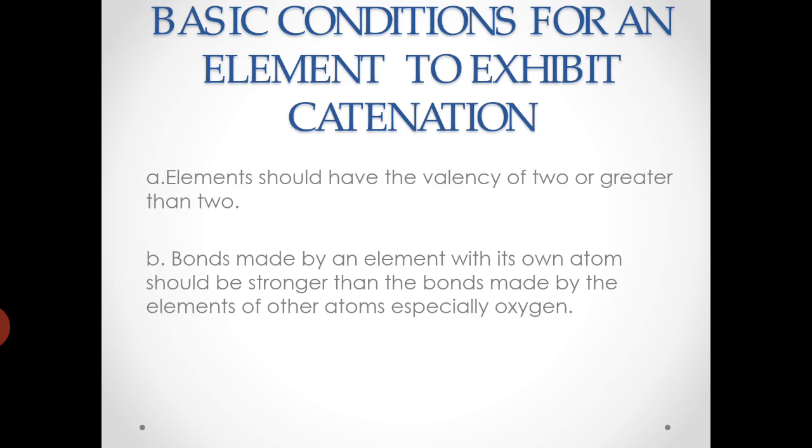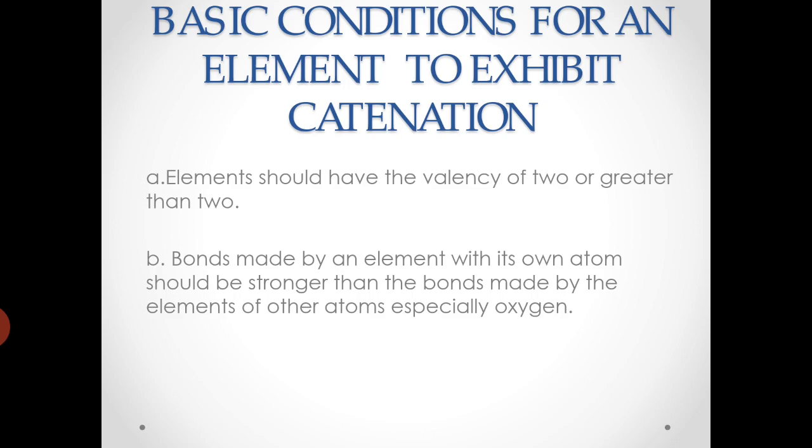Okay beta, next is, what are the basic conditions for an element to exhibit catenation? First condition is, the element should have the valency of 2 or greater than 2. Second condition, bonds made by an element with its own atom should be stronger than the bonds made by the element with other atoms, especially oxygen.